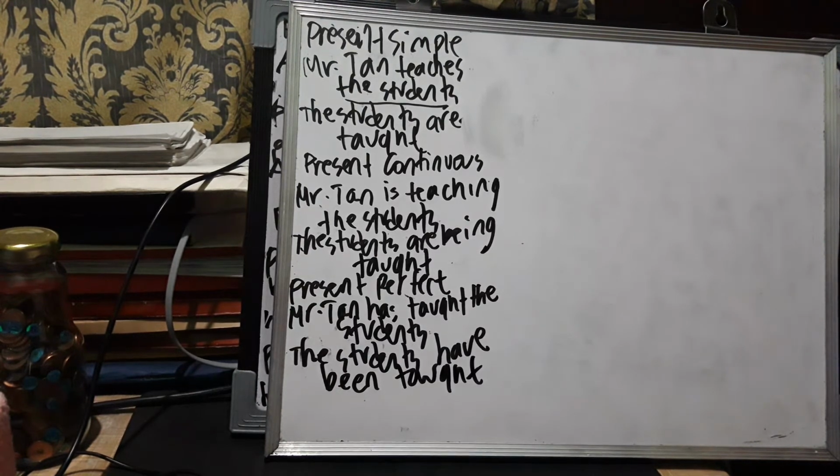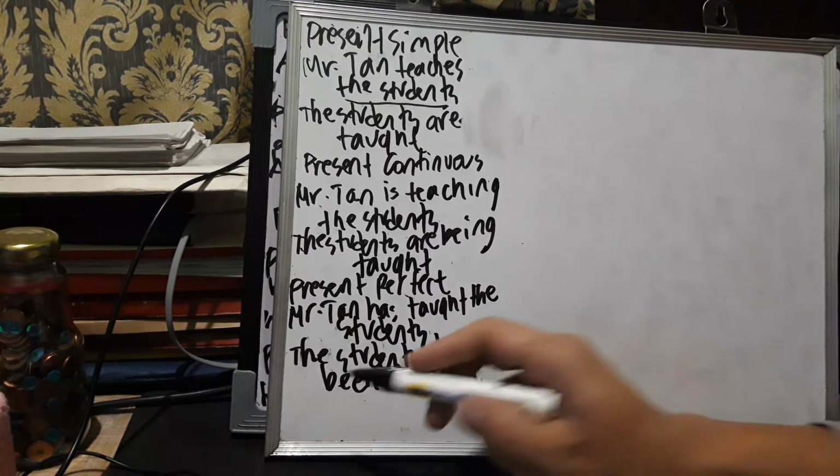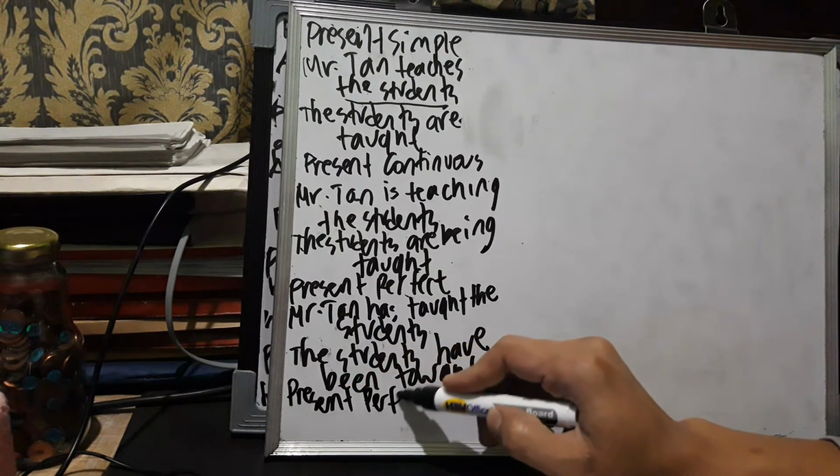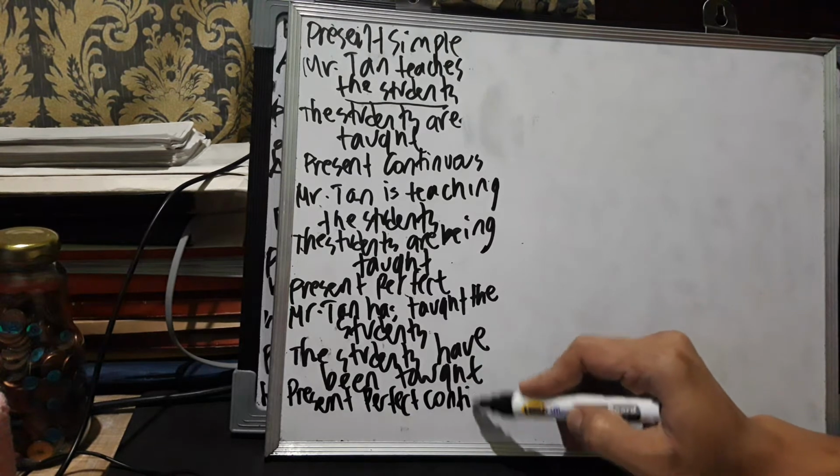Okay. How do we change this again, teacher, into present perfect continuous? Okay. So again, when you talk about your present perfect continuous, this is only what?